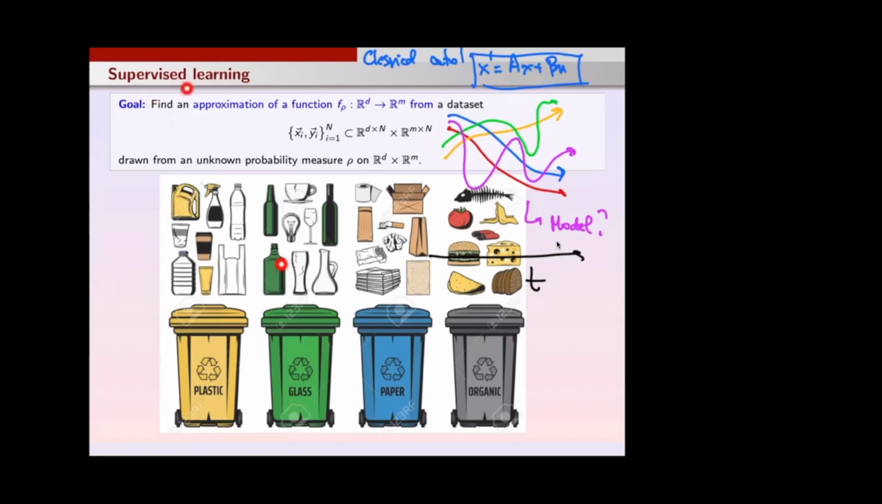Now, when we are in the context of machine learning, the dynamics is not given. So I am allowed to build the dynamics. I am free to build the dynamics. Why? Because in principle, plastic, glass, and paper don't know about their nature. They don't mind. They don't choose themselves to go to one destination or another.